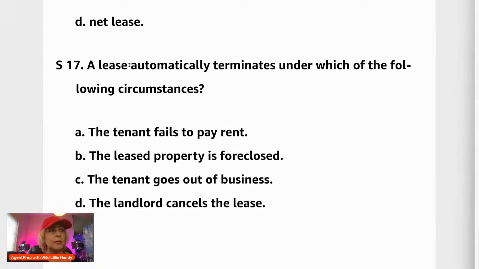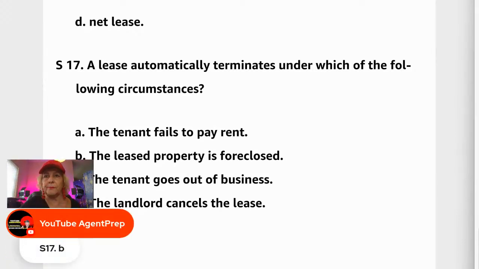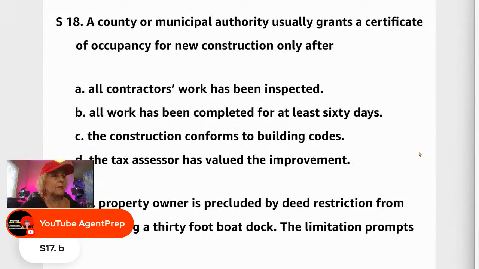So the keyword was that the lease automatically terminates. So what would cause it to automatically terminate? The only thing is when it is foreclosed. So Yesenia Kamanani got it right. Okay, very good. All right, number 18.